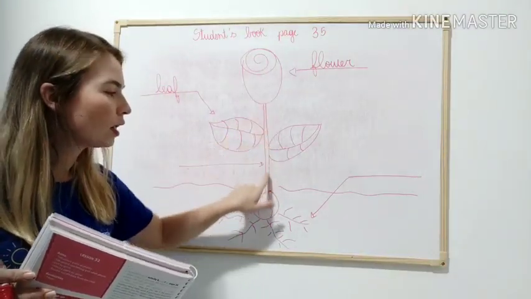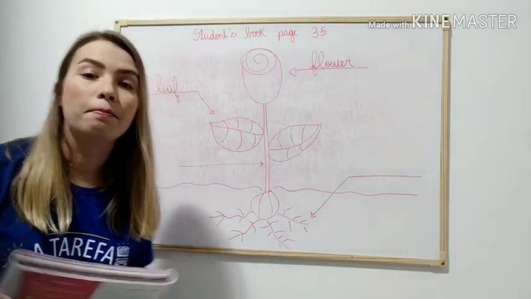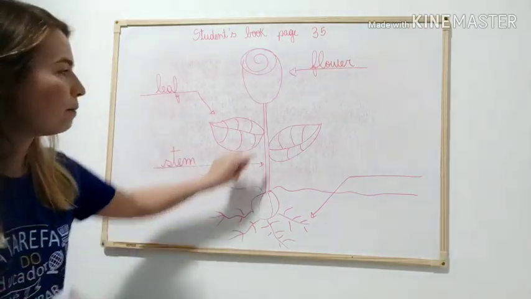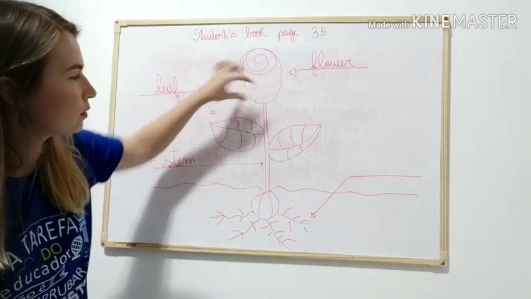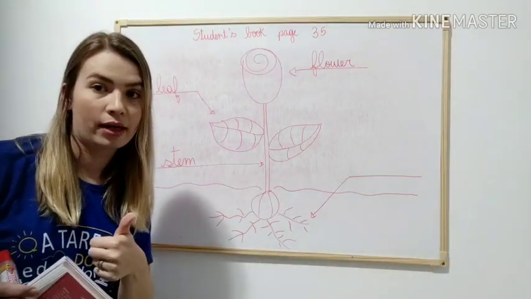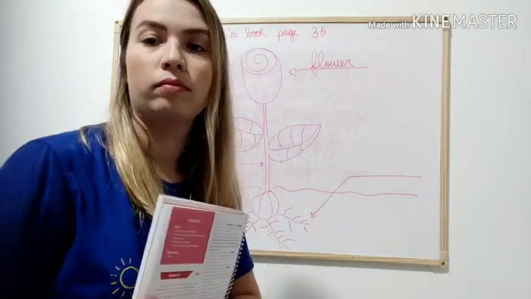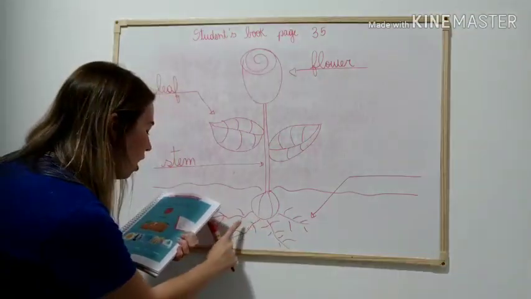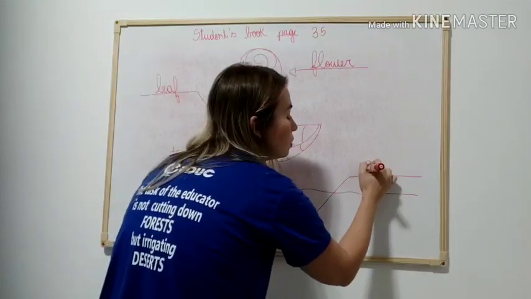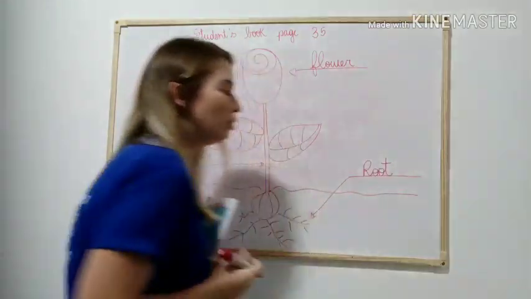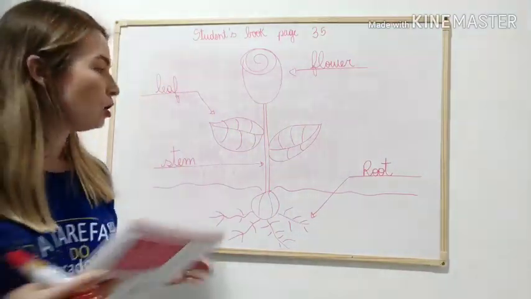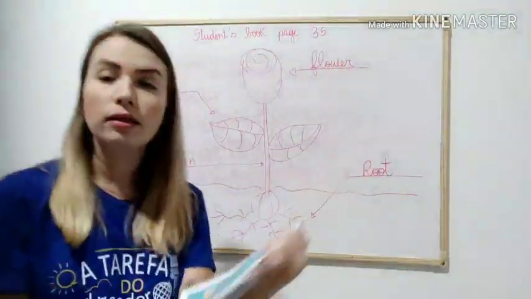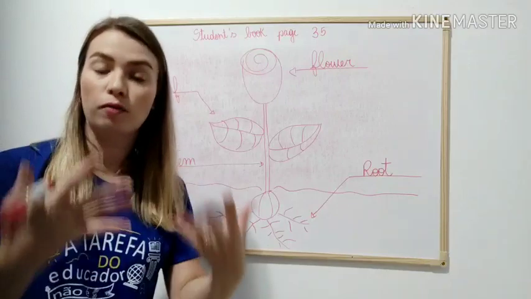This is the stem. Stem. Okay? Stem. This part is the stem. Alright? And these are the roots. Root. Okay, guys? So, you have to complete here with the parts of the plant. The parts of the plant.